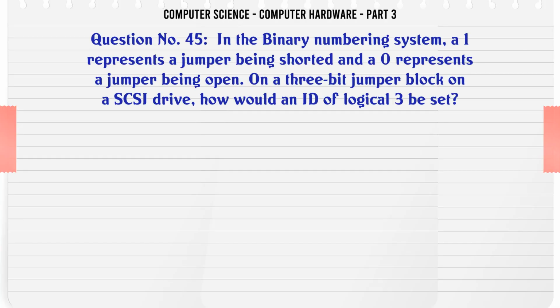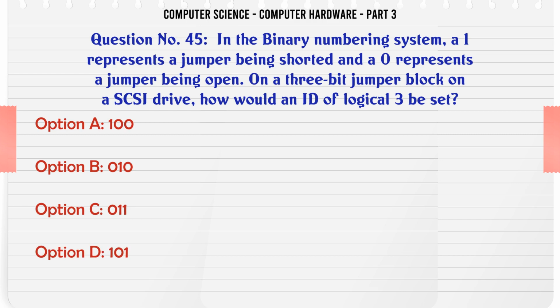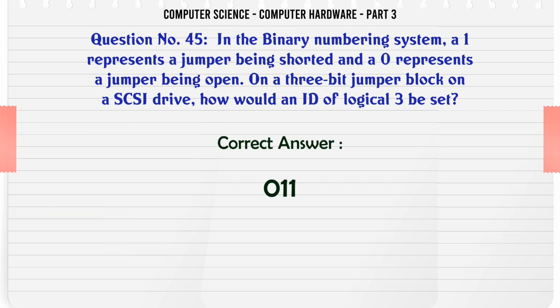In the binary numbering system, a 1 represents a jumper being shorted and a 0 represents a jumper being open. On a 3-bit jumper block on a SCSI drive, how would an ID of logical 3 be set? A. 100. B. 010. C. 011. D. 101. The correct answer is 011.